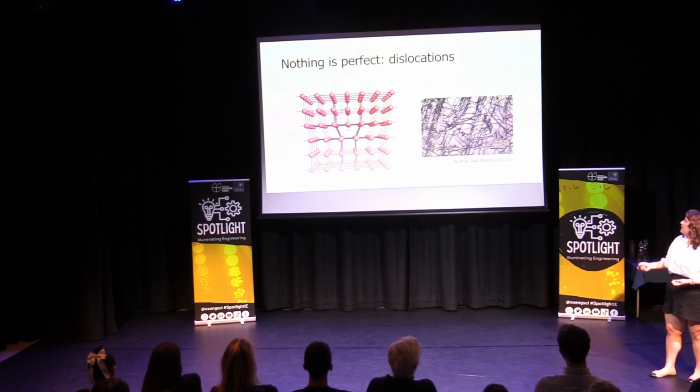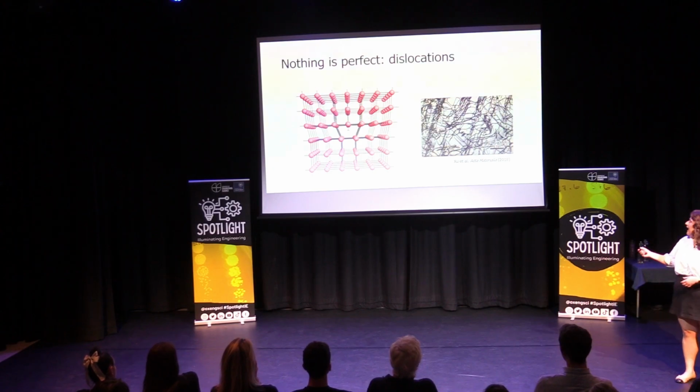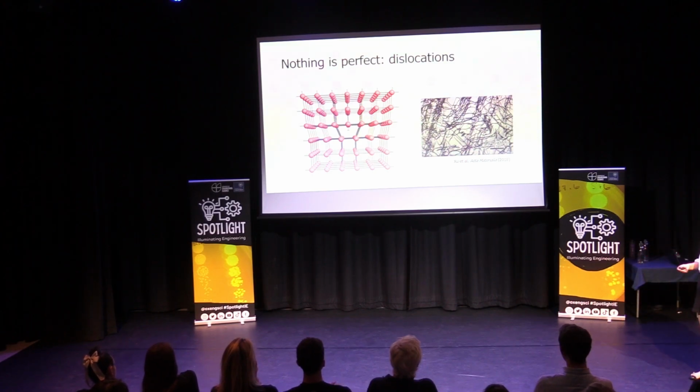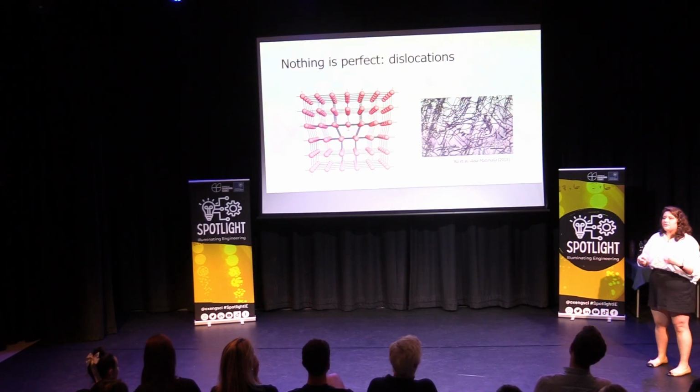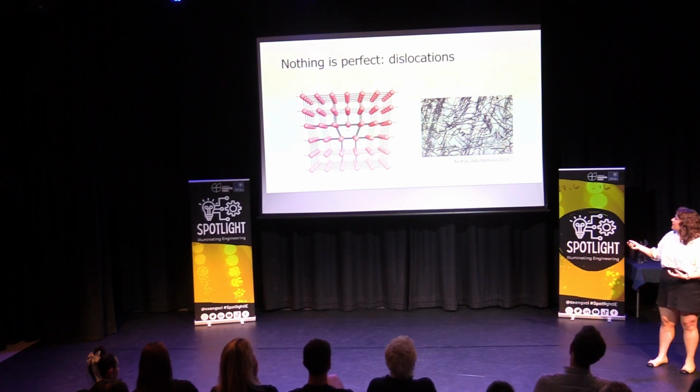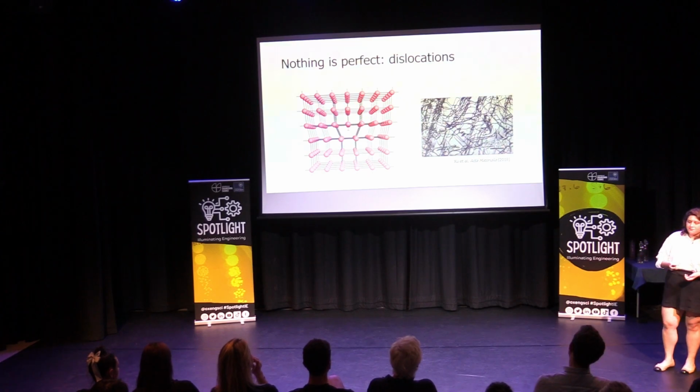Now, in a real material, you're going to get thousands and thousands of those lines. It ends up actually looking like this, like spaghetti. The more that you bend, pull, whatever, you're introducing dislocations, and that's actually what it's going to look like under a microscope.